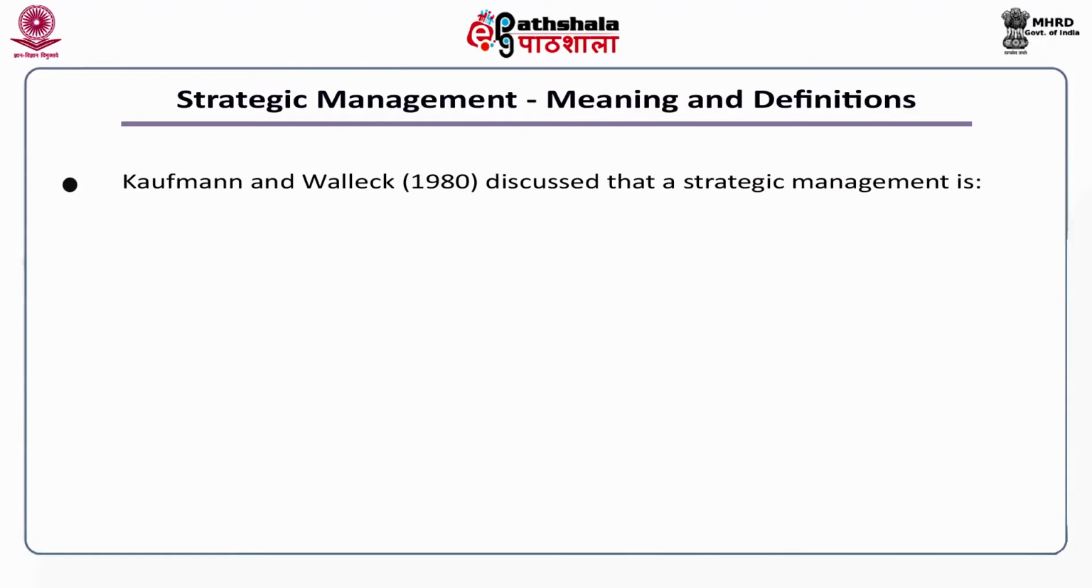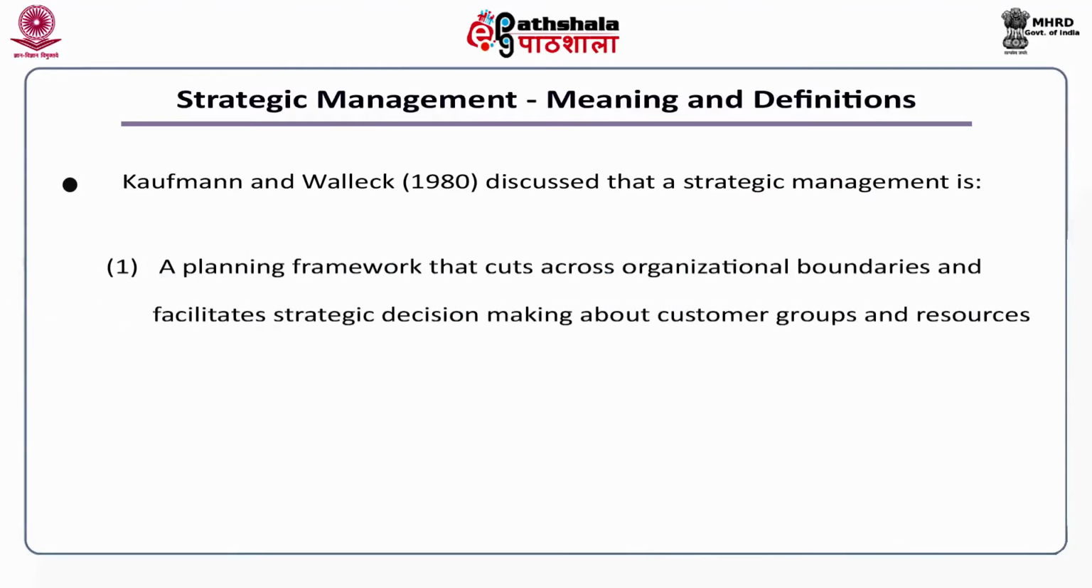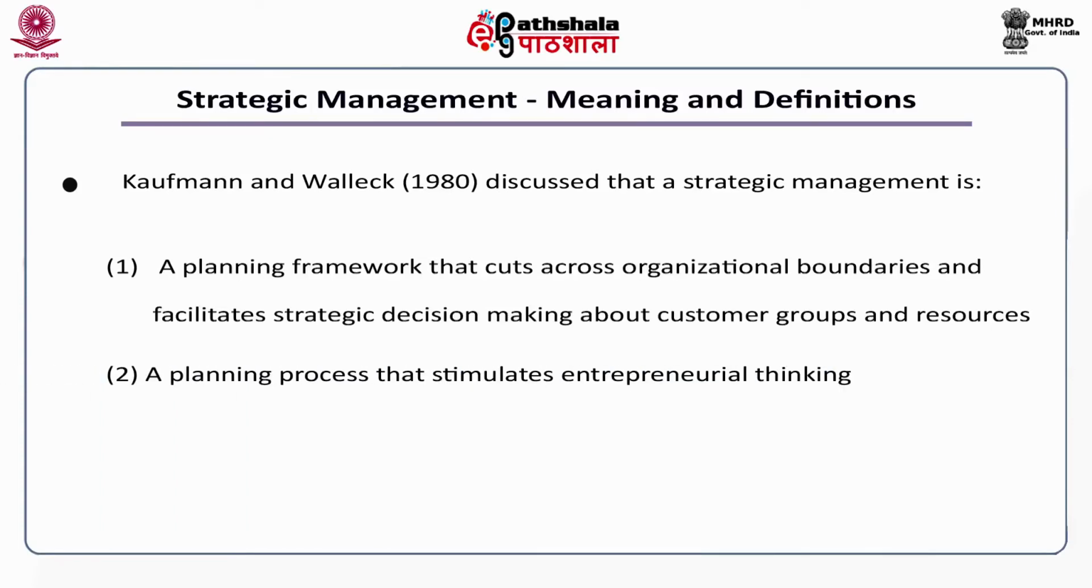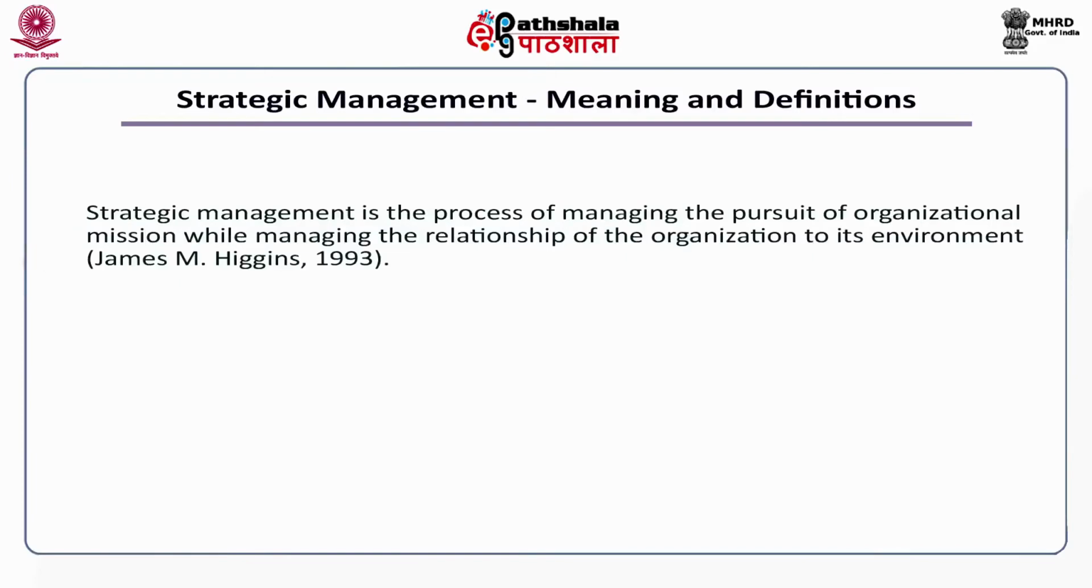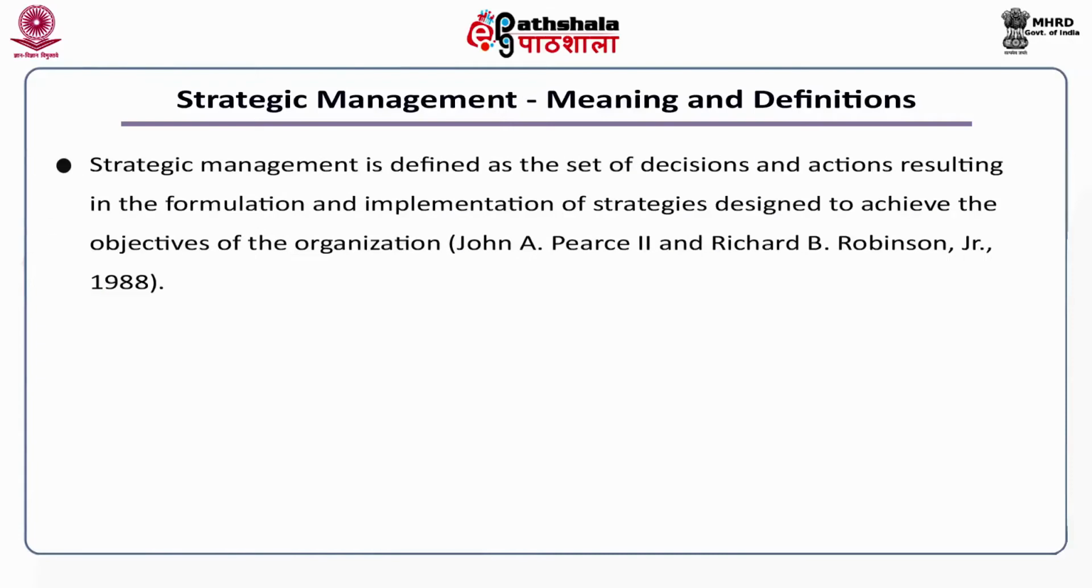Kaufman and Wallach in 1980 discussed that strategic management is, first, a planning framework that cuts across organizational boundaries and facilitates strategic decision making about customer groups and resources; second, a planning process that stimulates entrepreneurial thinking; third, a corporate value system that reinforces manager commitment to the company's strategy. Strategic management is the process of managing the pursuit of the organizational mission while managing the relationship of the organization to its environment. Strategic management is defined as a set of decisions and actions resulting in the formulation and implementation of strategies designed to achieve the objectives of the organization, as defined by Pearce and Richard Robinson.